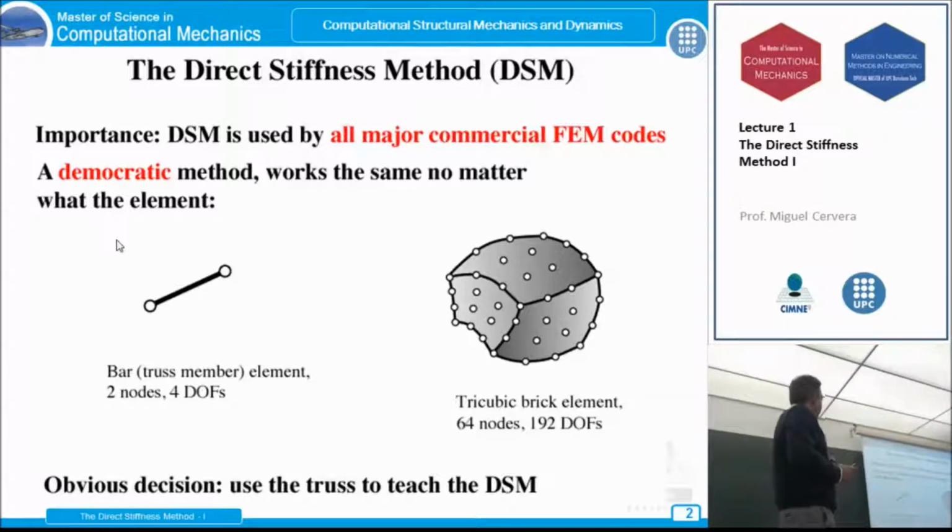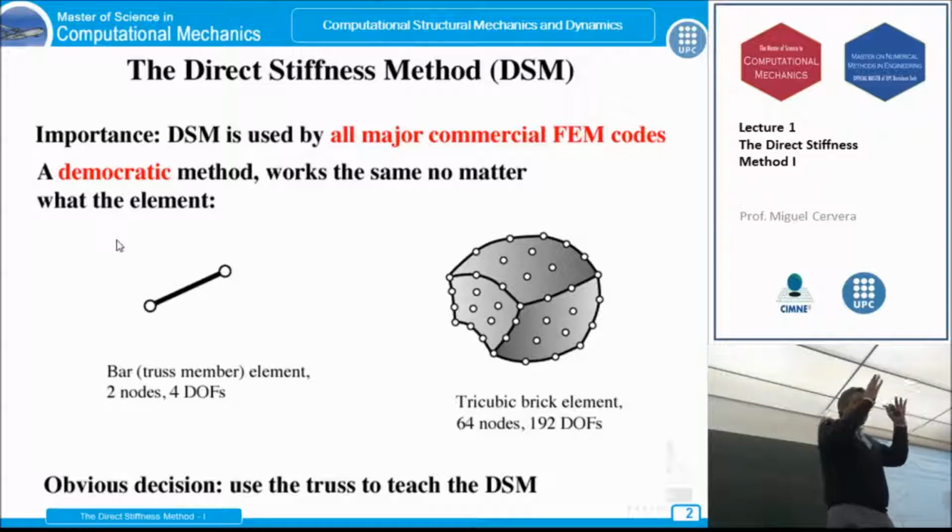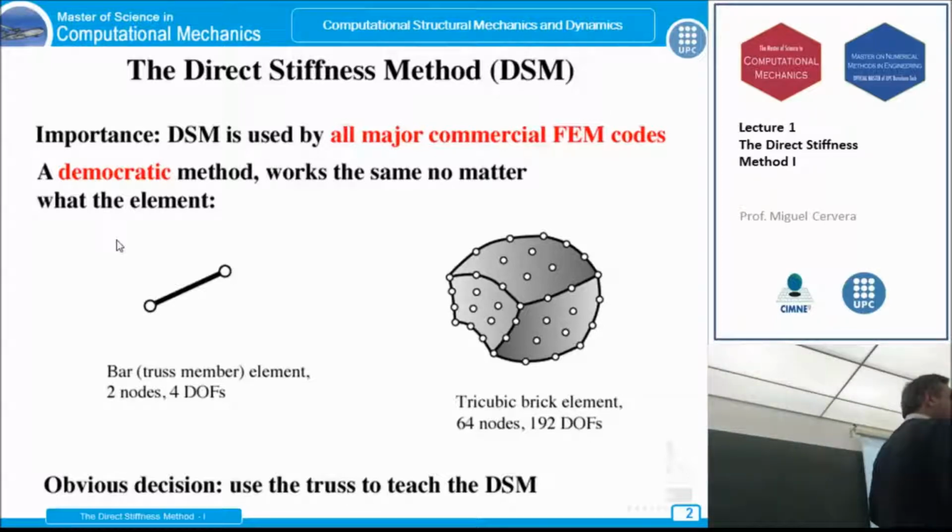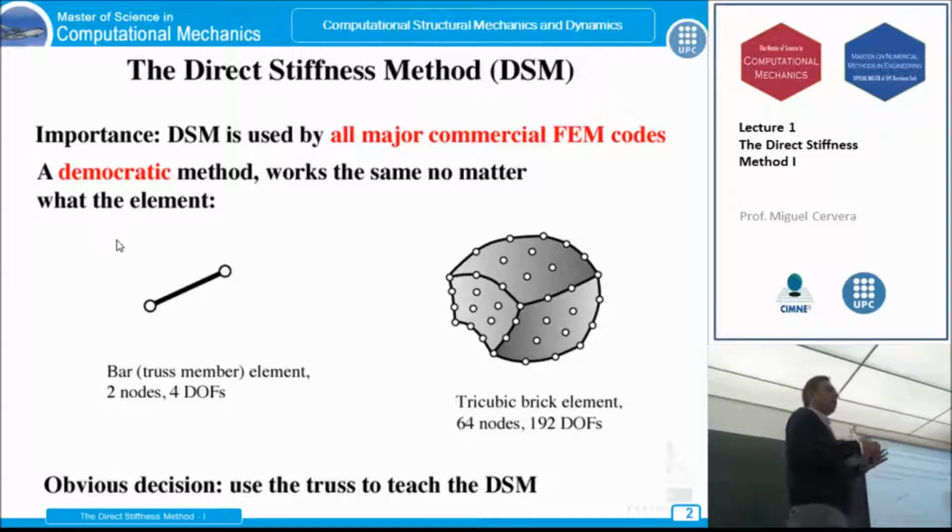Okay? Now, the direct stiffness method, as we will see in a second, is a very democratic method in the sense that we have a very systematic procedure that works exactly the same no matter what element we are working with. Okay? And there are a huge amount of possible elements to be used in the analysis. In the second hour, we are going to pass a little list of the elements. The simplest possible finite element to be used is this one.